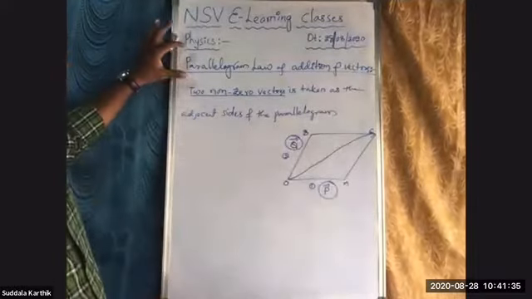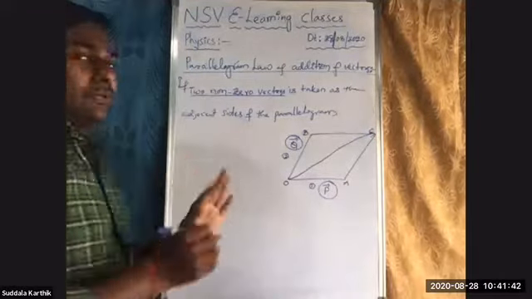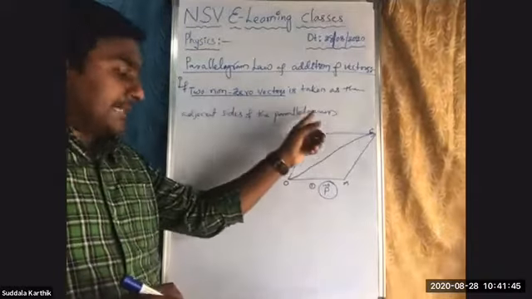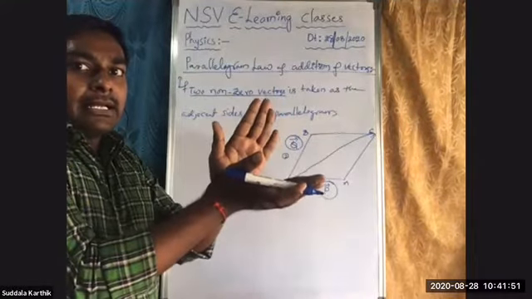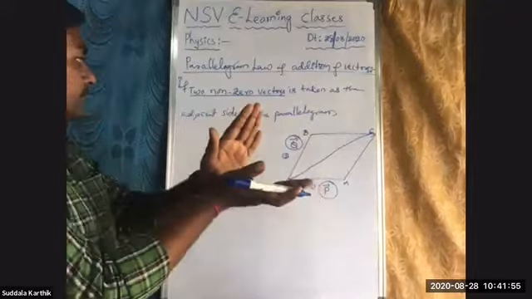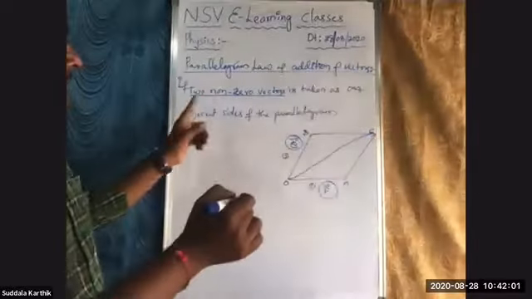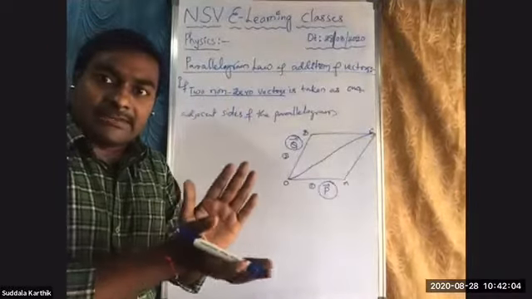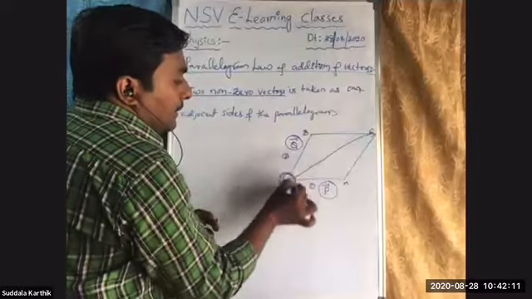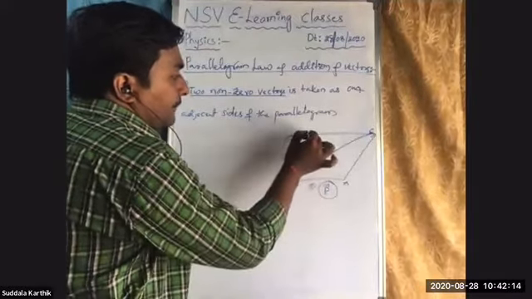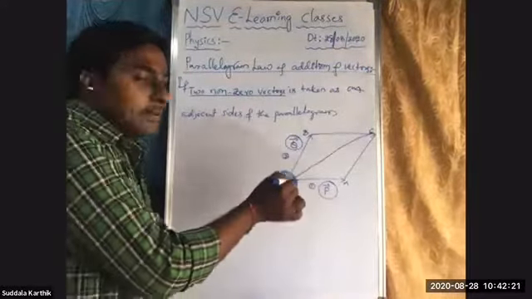The statement of the parallelogram law of addition of vectors is: if two non-zero vectors are taken as adjacent sides of a parallelogram, then the resultant of those two vectors will be the diagonal which is passing through the intersection point of the two vectors.